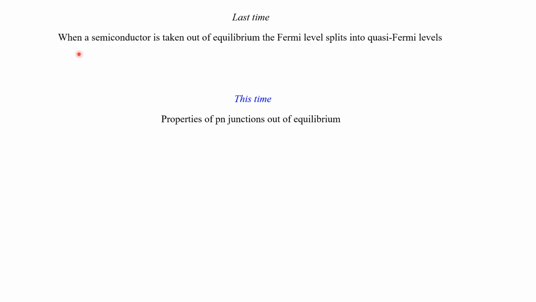So last time we learned that when a semiconductor is taken out of equilibrium, the Fermi level splits into quasi-Fermi levels. And this time, we're going to begin our analysis of properties of p-n junctions out of equilibrium, and we are interested in the particular case where the p-n junction is taken out of equilibrium by connecting it to a circuit.